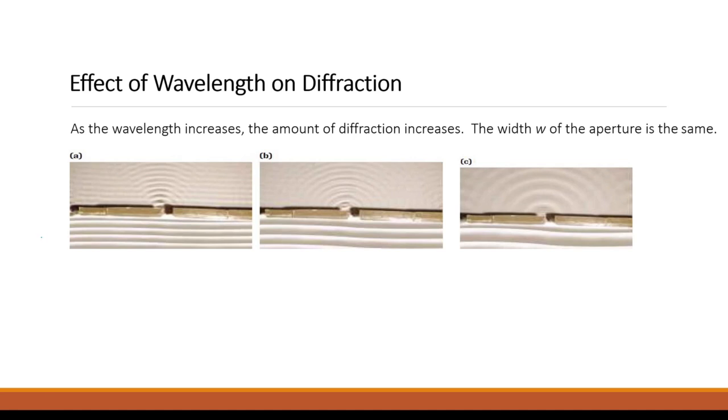So we have, as the wavelength increases, A is shortest wavelength, C is longer wavelength. Notice the amount of diffraction is increasing as well. And the width specifically in this picture is not changing. W of the aperture is the same in all pictures. So strictly in this diagram, the changing wavelength is what's going on because W is constant.